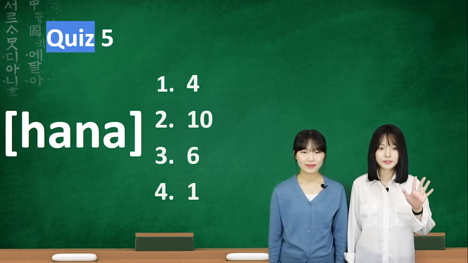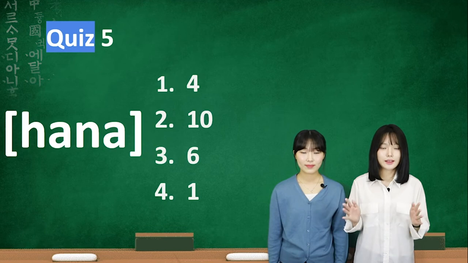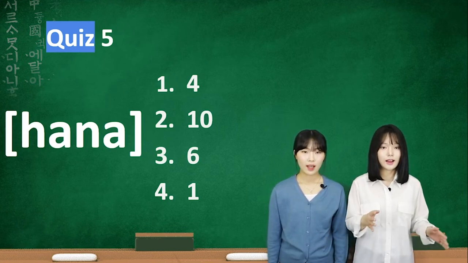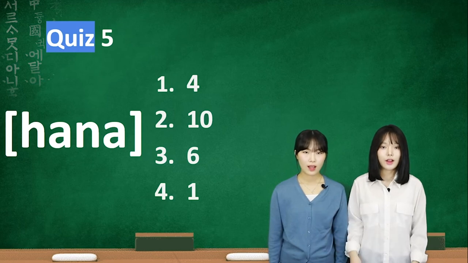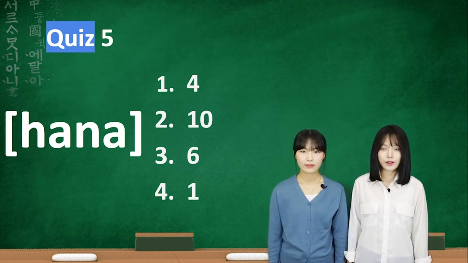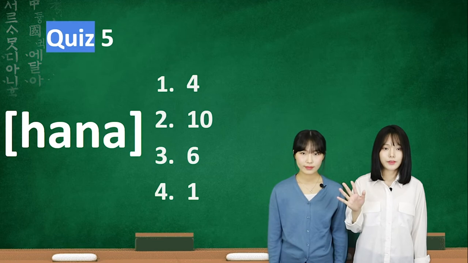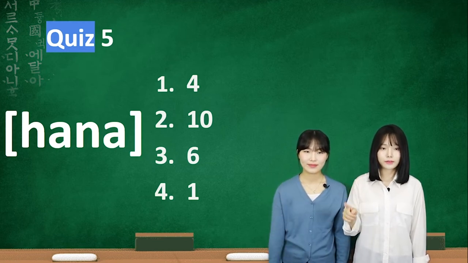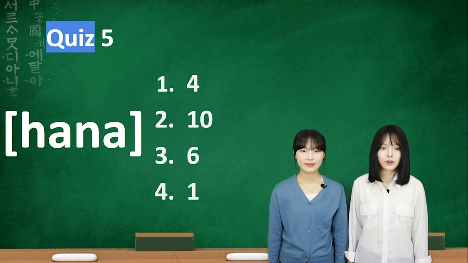Question 5. 하나. Which of the following is correct? 5, 4, 3, 2, 1. Yes, the correct answer is number 4.